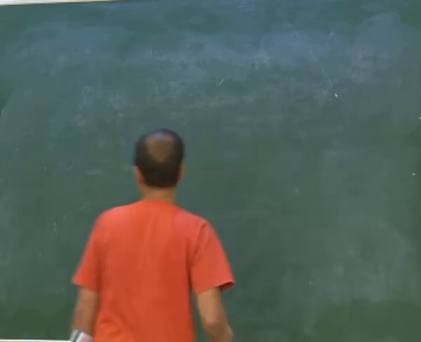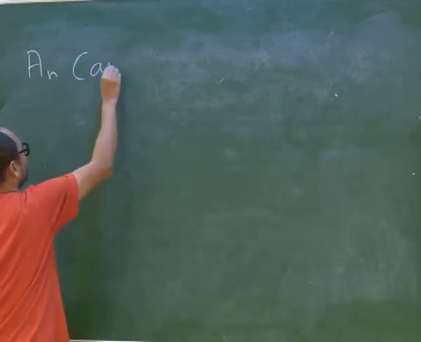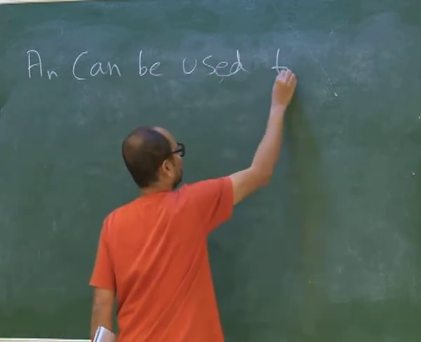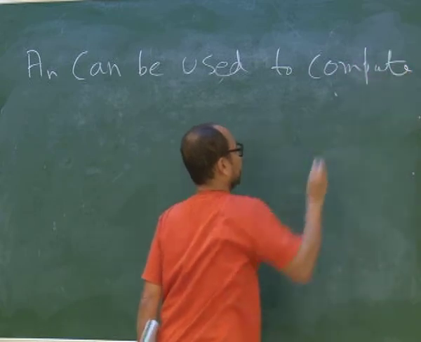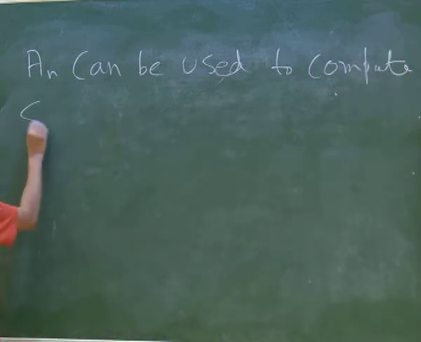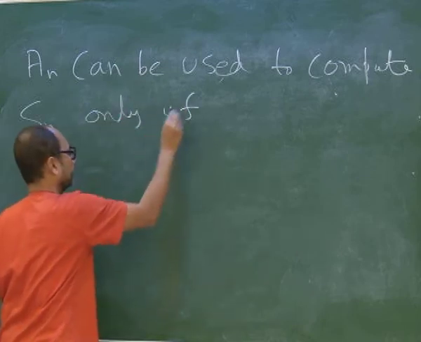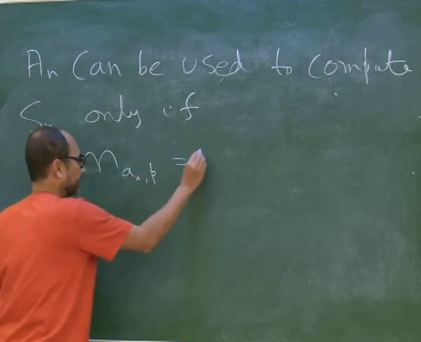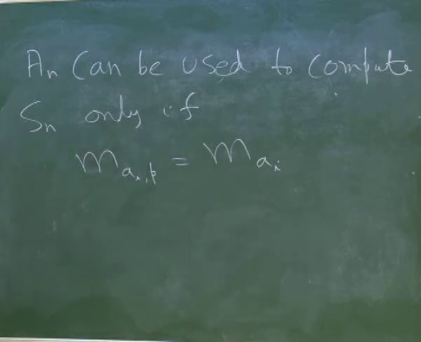So, A_n can be used to compute S_n only if M_AIP is equal to M_AI, okay, but not otherwise.